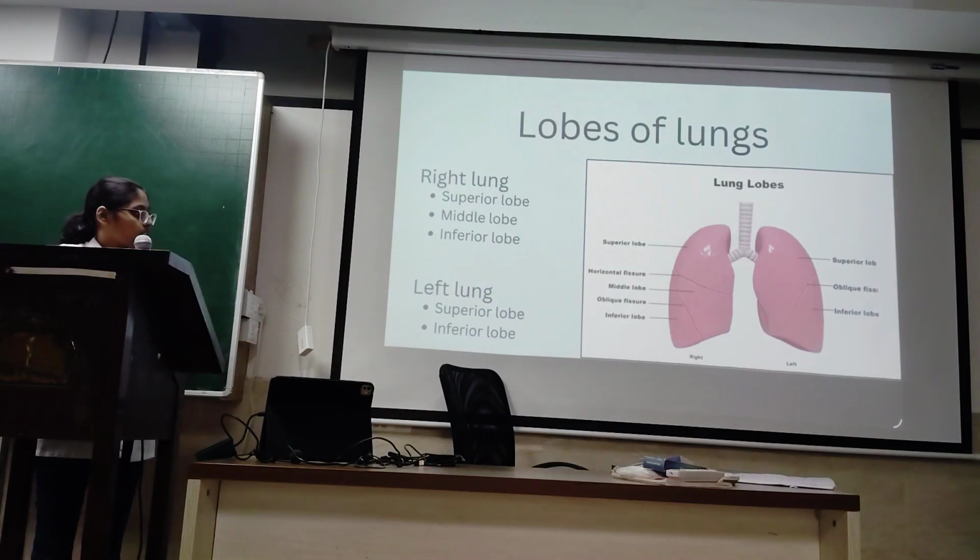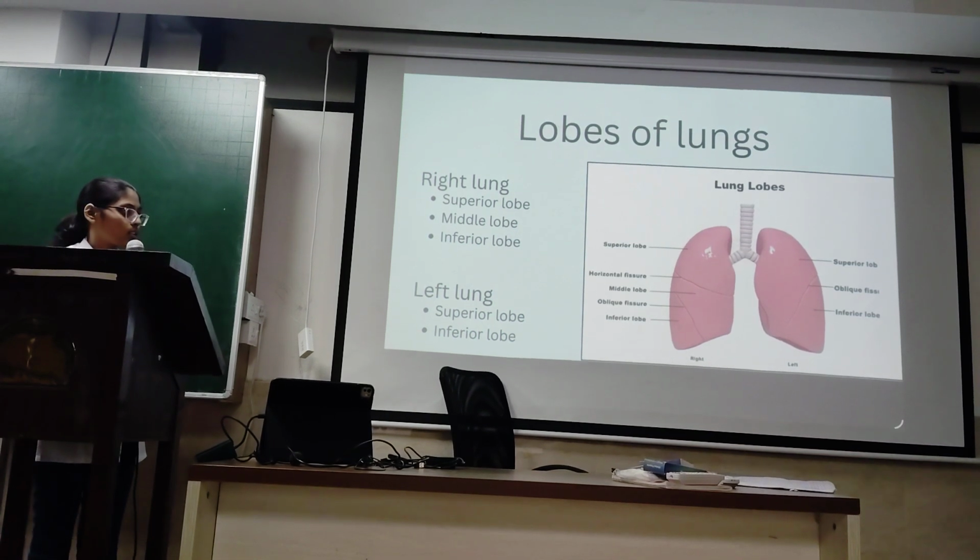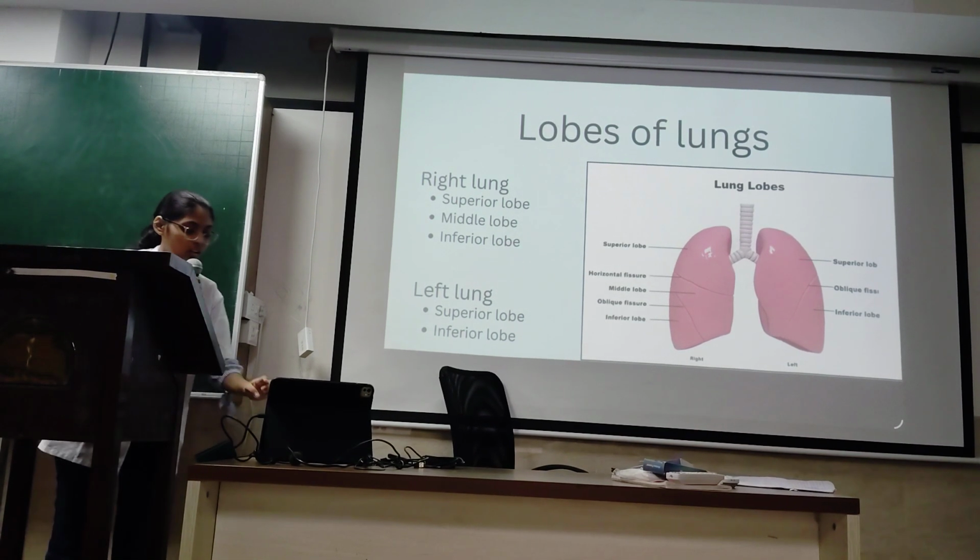So in the left lung, there is a tongue-like projection below the cardiac notch, at the inferior level of the superior lobe. This tongue-like projection is known as the lingula.